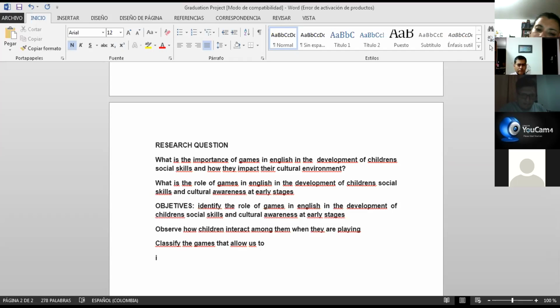Do not forget that we are also looking for cultural. So: identify the types of games that provide more opportunities for the students to develop their social and cultural skills. Okay. Yeah, 3 or 4 specific objectives would be fine. So you have observe, identify, and then analyze. Analyze. Yes. Okay. Good.